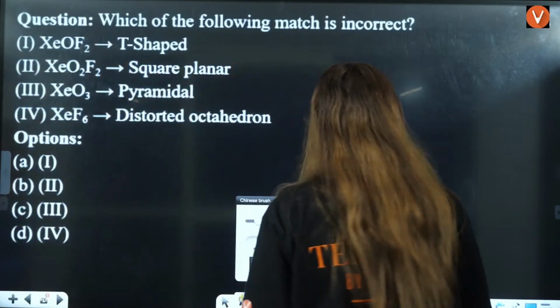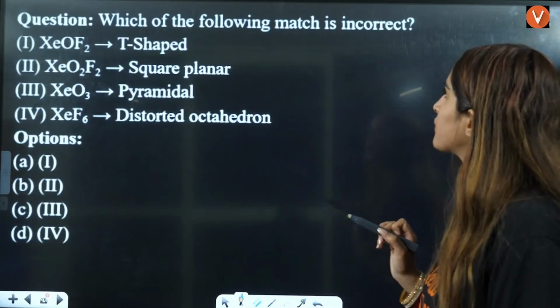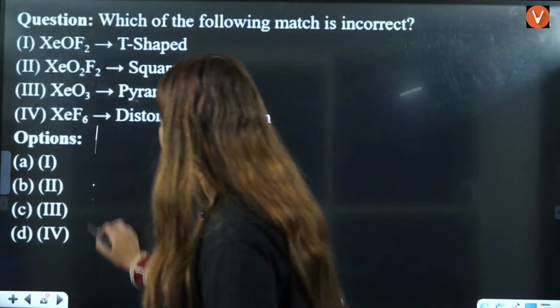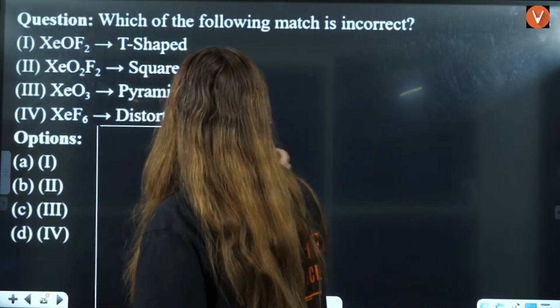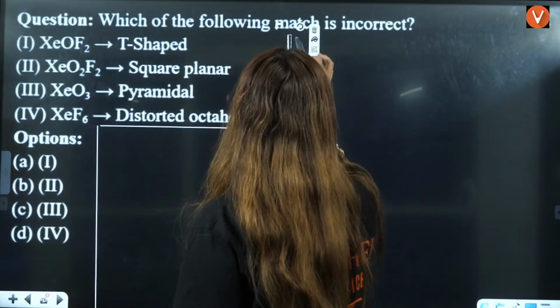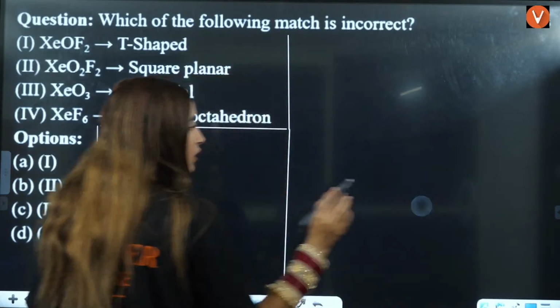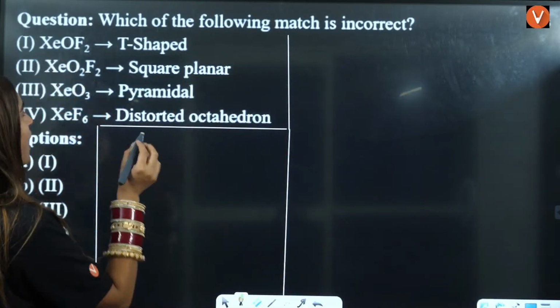Next is the shapes they are asking you. Which of the following matches is incorrect? Okay, shapes now they are asking you. Let us see these shapes here. Better tell me firstly what shapes we have to do. One thing I'll tell you, right? Others you have to do yourself.